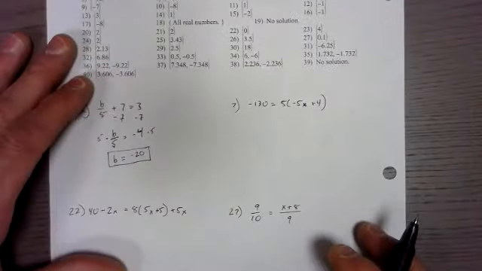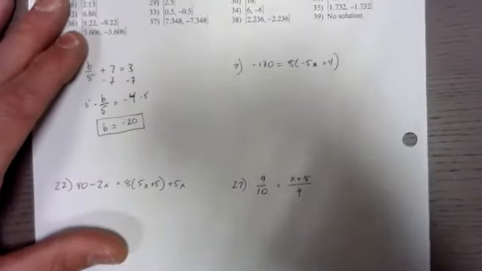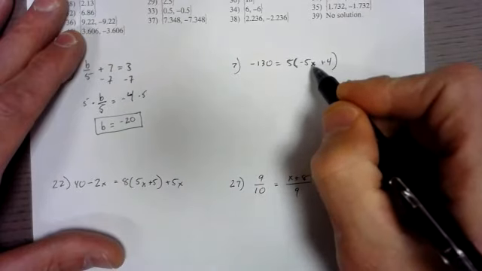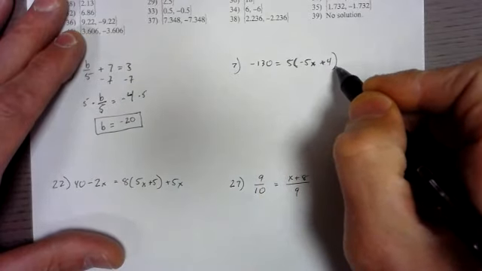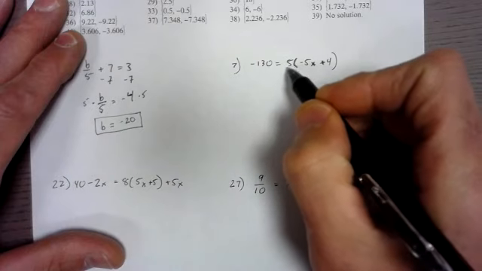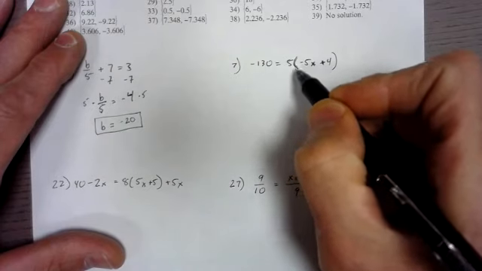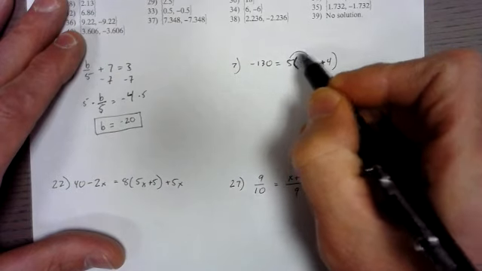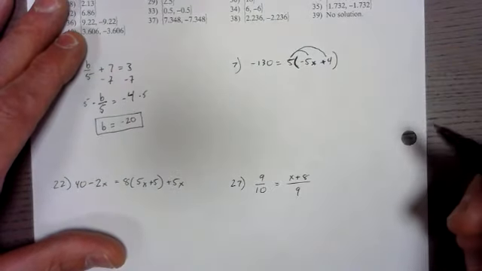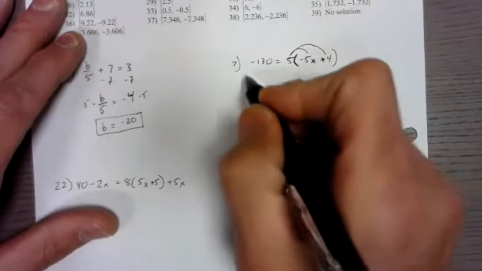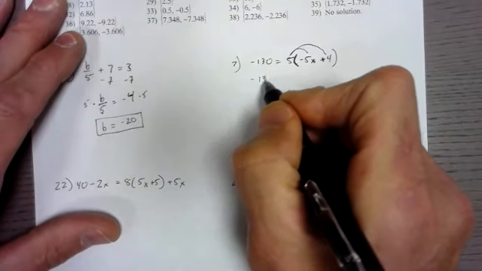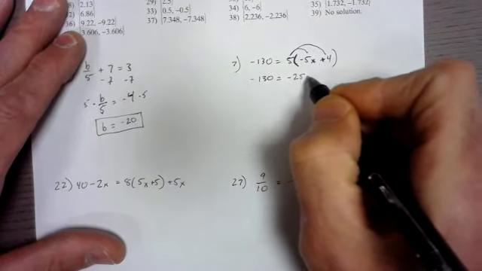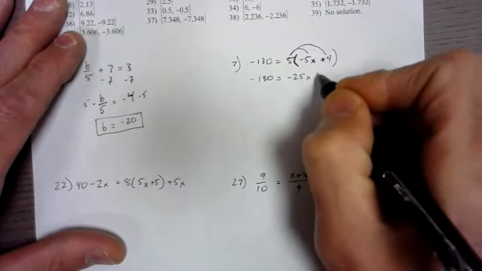Now with number 7, I have negative 130 equals 5 times the quantity negative 5x plus 4. I see this 5 outside the parentheses, and because it's not added or subtracted, I know it's multiplied, so I'm going to distribute it into both terms inside the parentheses. My next line is negative 130 equals 5 times negative 5, which is negative 25x, and then 5 times a positive 4 is plus 20.